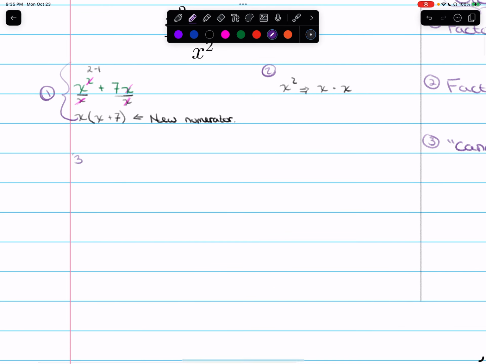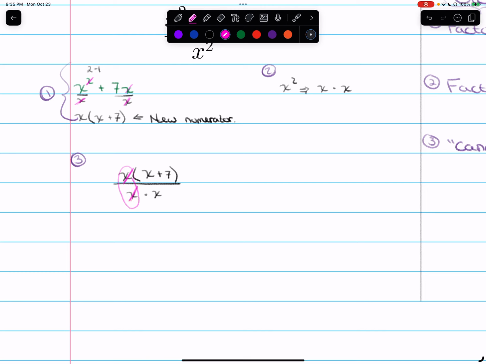For step 3, we're going to put it all together. So I have my new numerator, that's x times x plus 7 over, and I'll go ahead and leave it broken apart, x times x. There's my denominator, okay? So what we're going to do here is we're going to cross out, cancel out the things that we can, okay? So I have an x in common right here between my numerator and denominator. Those go away. X over x is just 1.